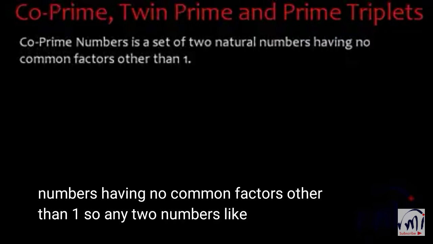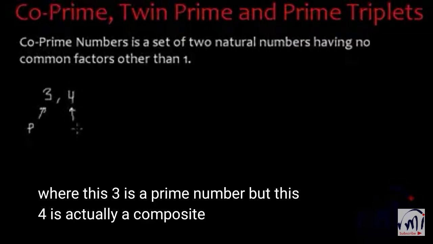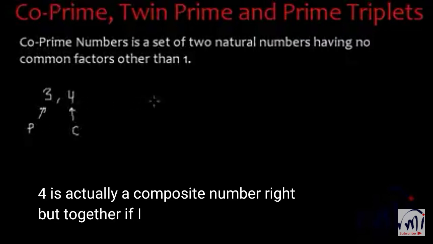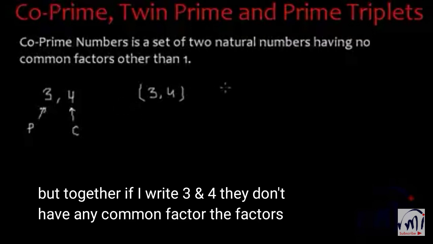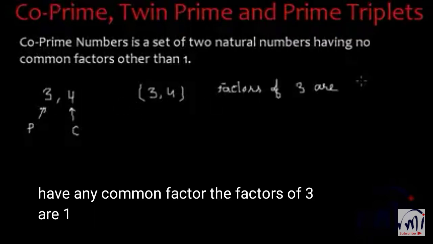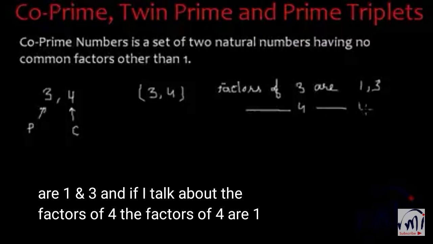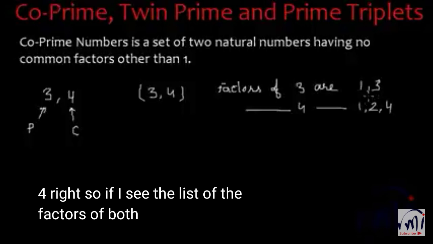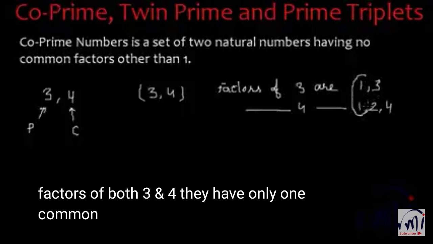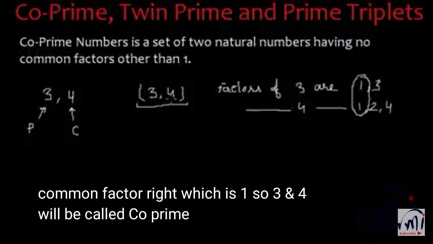Take any two numbers like 3 and 4, where 3 is a prime number, but 4 is a composite number, right? But together, if I write 3 and 4, they don't have any common factor. The factors of 3 are 1 and 3. And the factors of 4 are 1, 2 and 4, right? So if I see the list of the factors of both 3 and 4, they have only one common factor, which is 1. So 3 and 4 will be called coprime numbers.